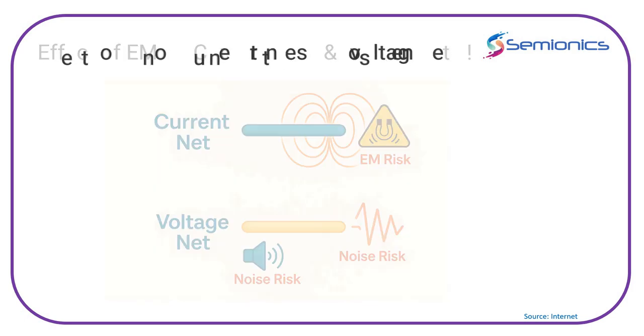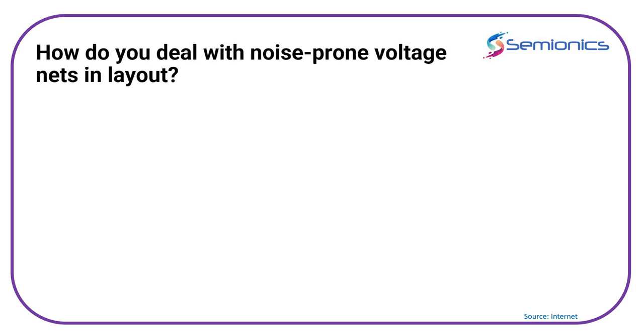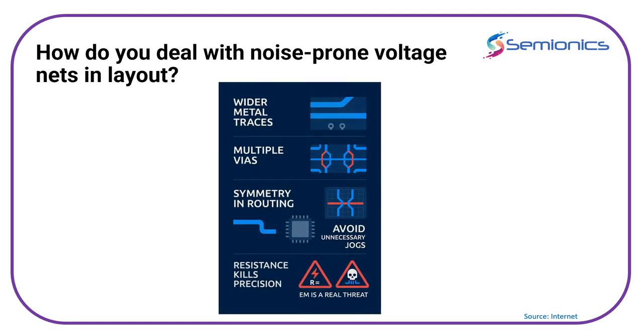How do you deal with noise-prone voltage nets in layout? Simple. You shield them. Use ground shielding. It's your first line of defense. Keep them far away from aggressive digital lines or high-speed signals. And yes, don't hesitate to use extra spacing, guard rings, or even dedicated metal layers if the design demands it. Because in analog layout, protecting your voltage nets is protecting your precision.